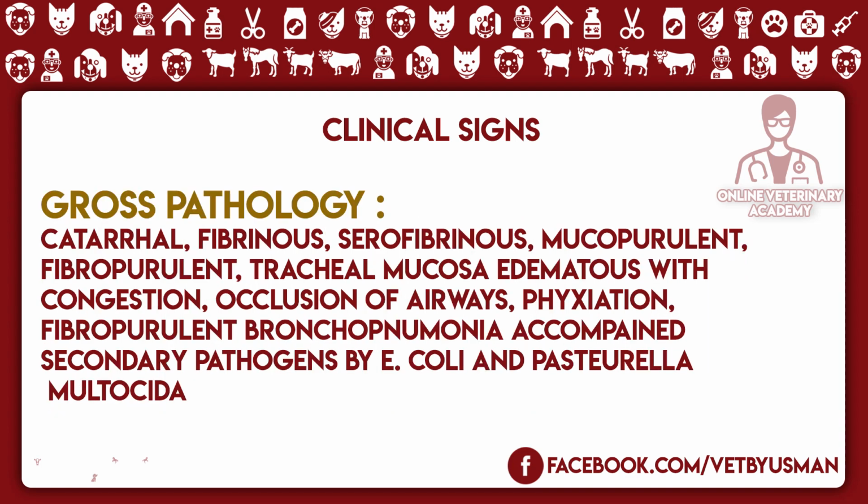Gross pathology: catarrhal, fibrinous, serofibrinous, mucopurulent, fibropurulent; tracheal mucosa edematous with congestion, occlusion of airways, fibropurulent bronchopneumonia accompanied by secondary pathogens like E. coli and Pasteurella multocida.